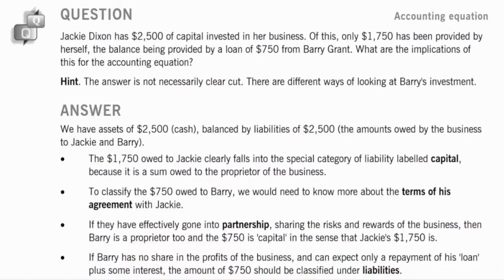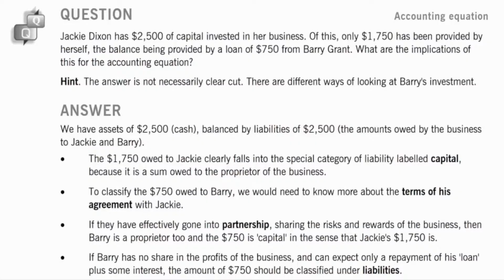Now, the equation would look like this. Assets equals capital plus liabilities. Cash worth $2,500 equals capital worth $1,750 plus liabilities worth $750.